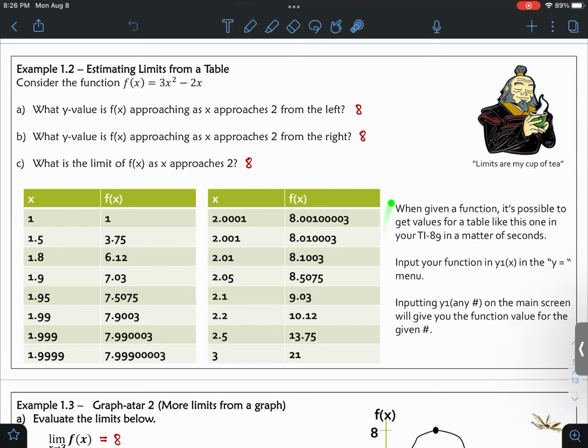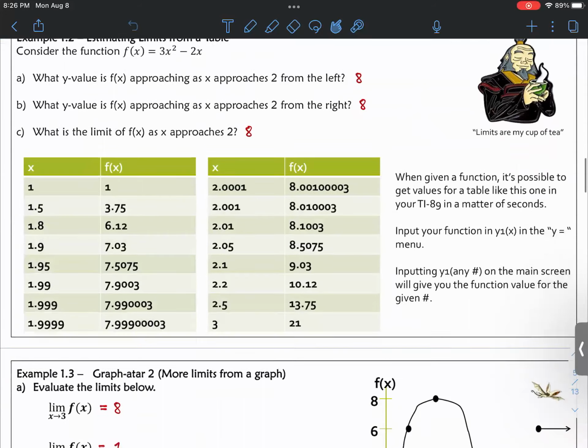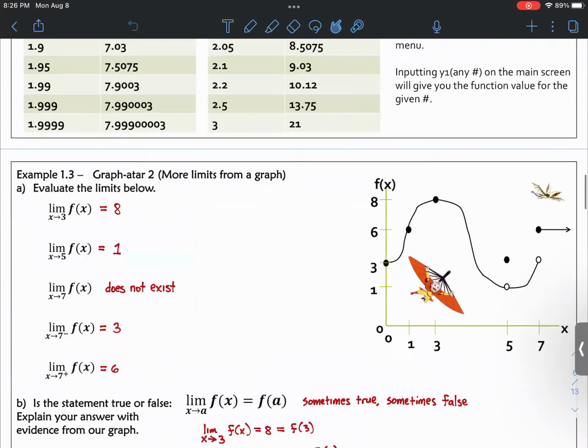Off to the right here, there are some instructions you can read on your own if you are interested in coming up with a table like this yourself. If you didn't have one provided, there are quick ways to generate a bunch of different f of x values using a TI-89. But we're going to get back to the graph.